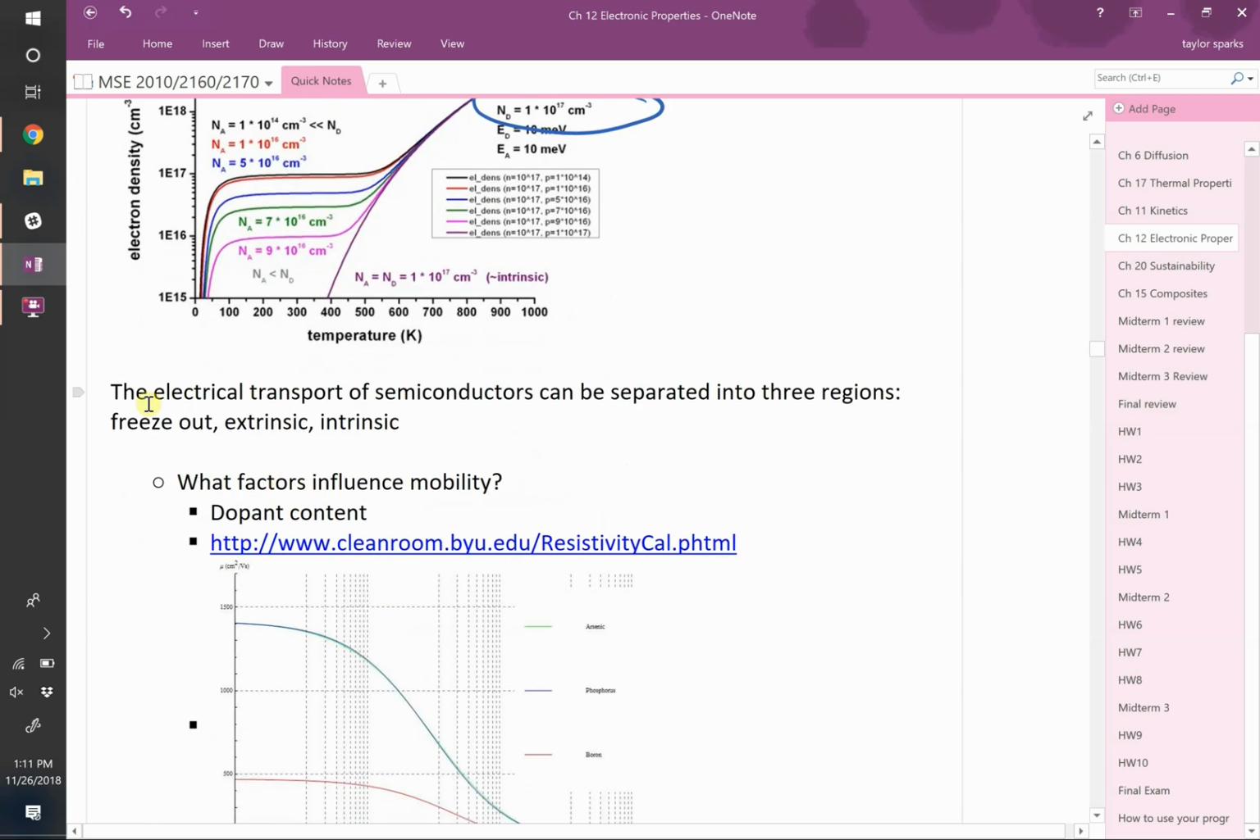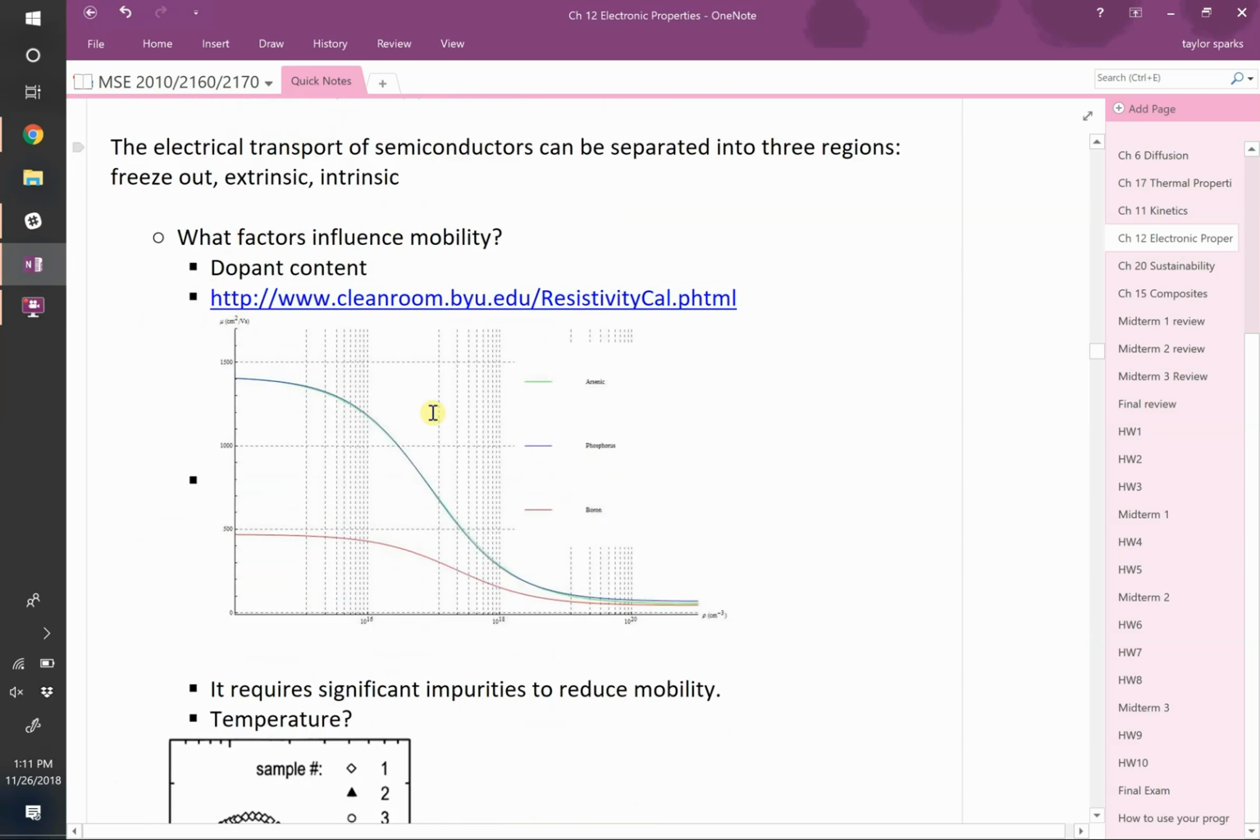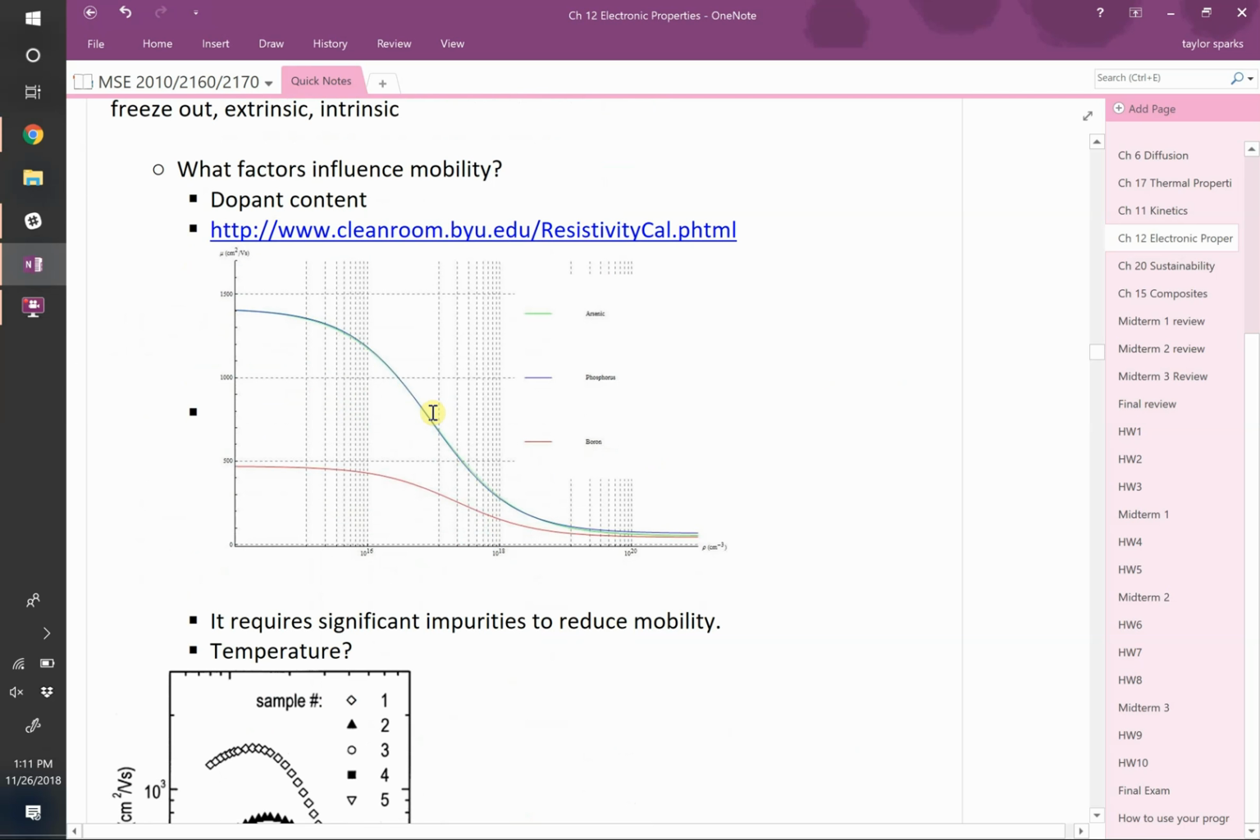All right, so we've got freeze out, extrinsic, and intrinsic. As we said, your mobility is influenced, right? As you heat things up, the mobility does go down. And as you dope it, your mobility changes too. So on this y-axis, this is your mobility of electrons or holes. And on this side, this is your carrier concentration. So as you were to dope something to add more and more, say, aluminum atoms, your mobility, this is for boron and phosphorus and arsenic, excuse me.